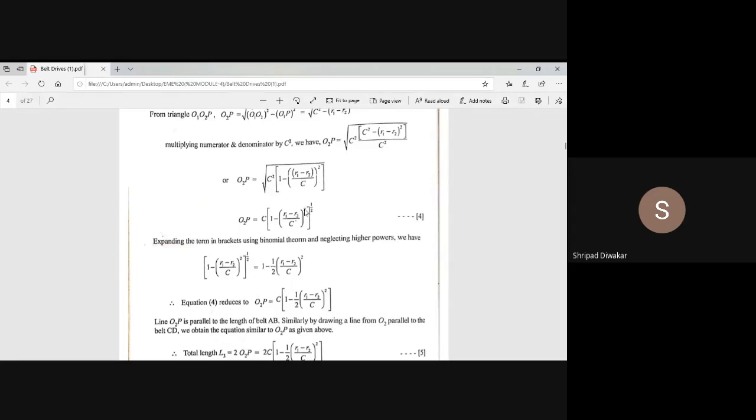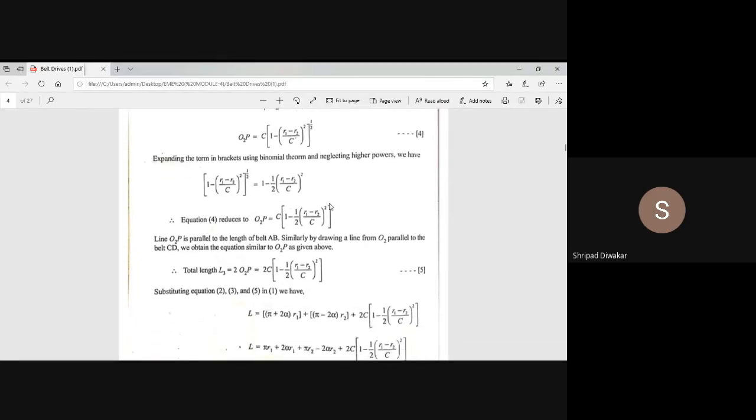Now, next, I think you might have studied various distribution theorems. Here we use the binomial theorem. So you are going to expand the term, and then we will get many terms, and you have to neglect the higher powers. For example, in this equation I am going to expand only the terms in the bracket: 1 minus (R1 minus R2 divided by C) square to the power of half. After getting this, you have to apply the binomial theorem.